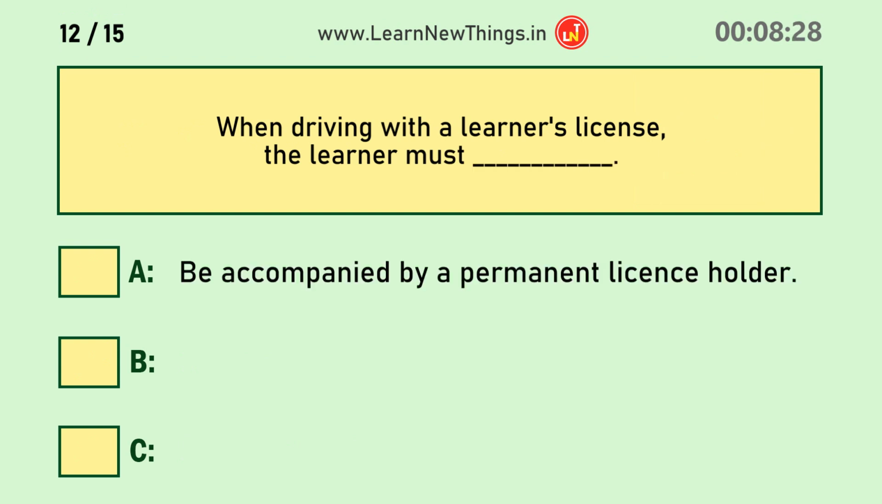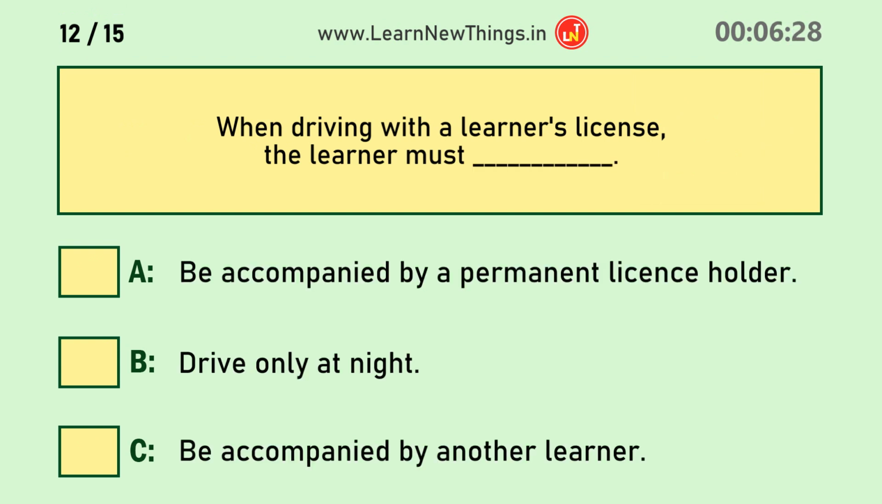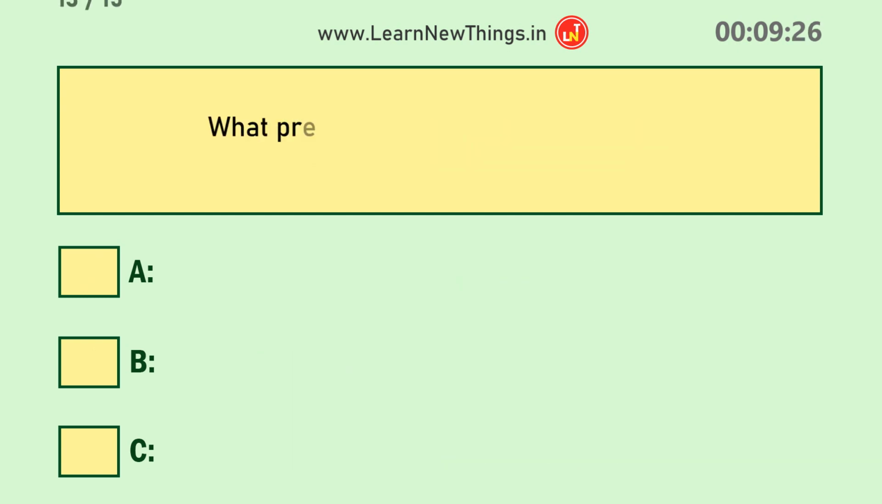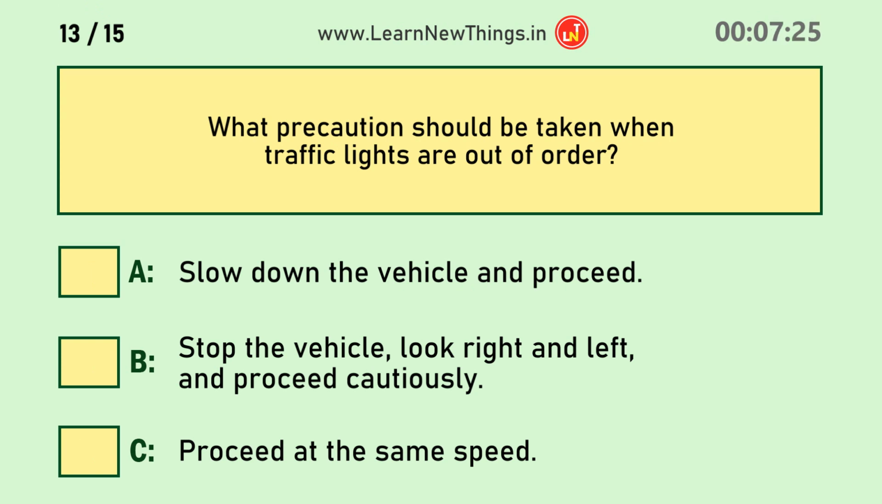When driving with a learner's license, the learner must be accompanied by a permanent license holder. What precaution should be taken when traffic lights are out of order? Stop the vehicle, look right and left, and proceed cautiously.